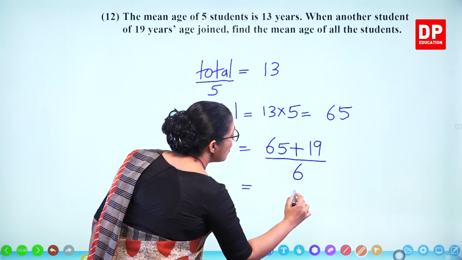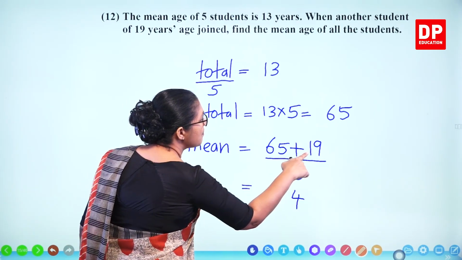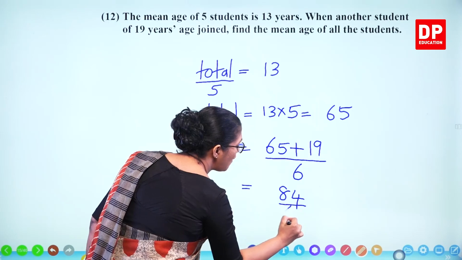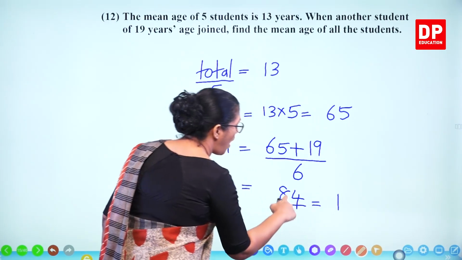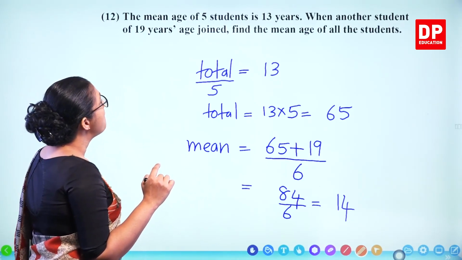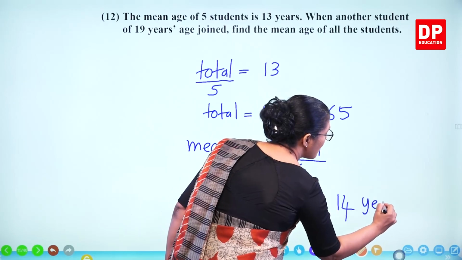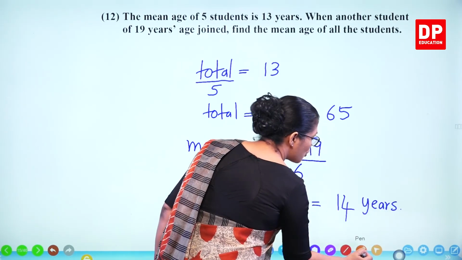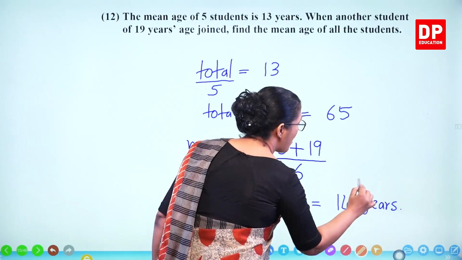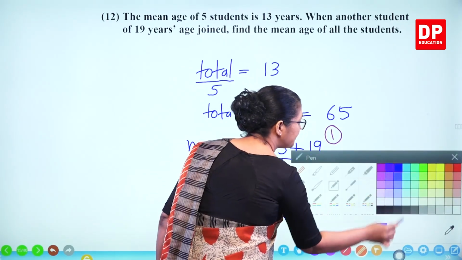9 plus 5, 14. 1 remaining, 7 plus 1, 8. 84 divided by 6, that's 1. For 24, that's 4. So 14 is the mean value. So mean is 14 years now. So 2 marks again. 1 mark for this one and 1 mark for the method.